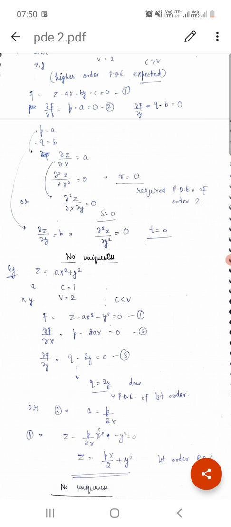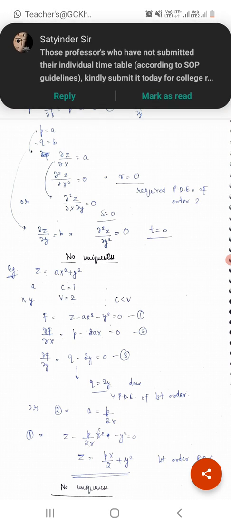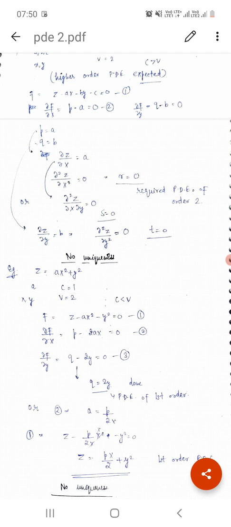So the first equation will be f equal to 0. Next, del f by del x equals 0, and del f by del y equals 0. We will be using these equations to eliminate a. As we can see, the third equation, del f by del y equals 0: when we differentiate f partially with respect to y, what we get is q equals 2y, and we are done. That means a is already gone.